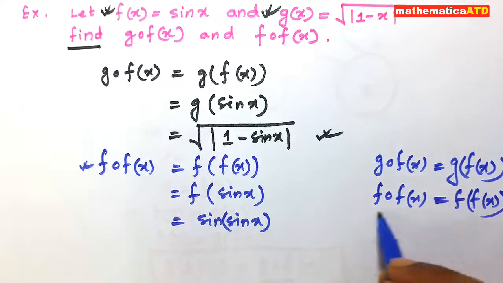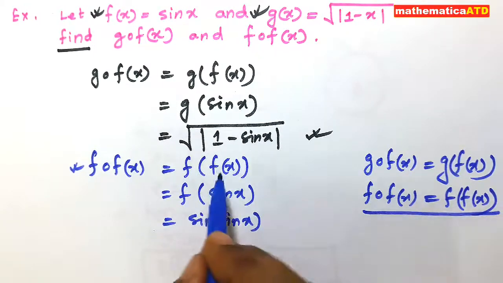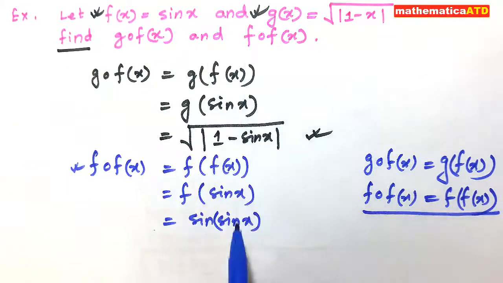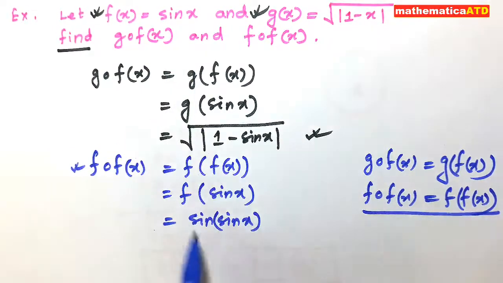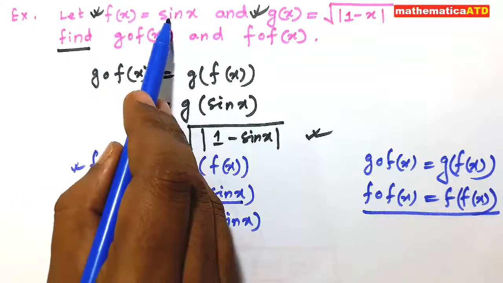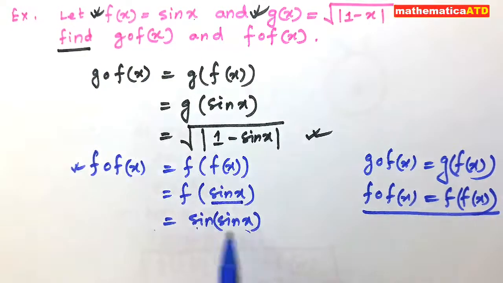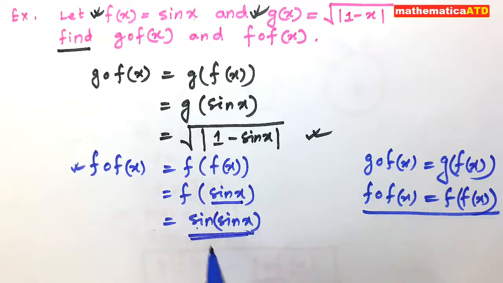Okay, like this we replace this one, f of f of x, and since f of x is equal to sin x, we replace this one by sin x, so f of sin x. Again the same function, f of x is equal to sin x, so this x is replaced by sin x, so f of sin x is equal to sin of sin x. So f composed f of x is equal to sin of sin x.